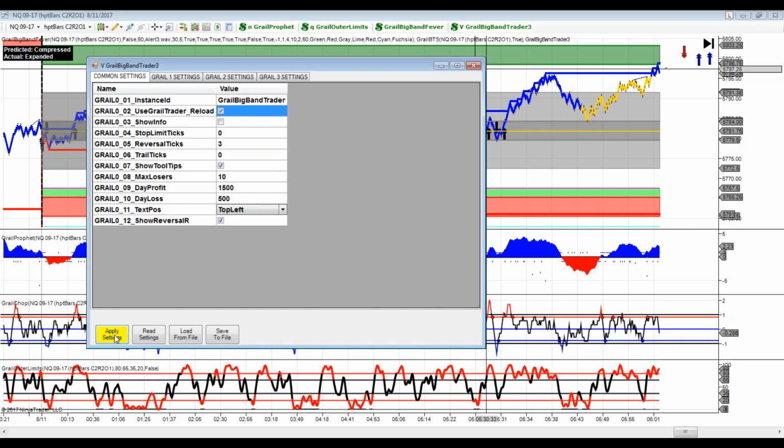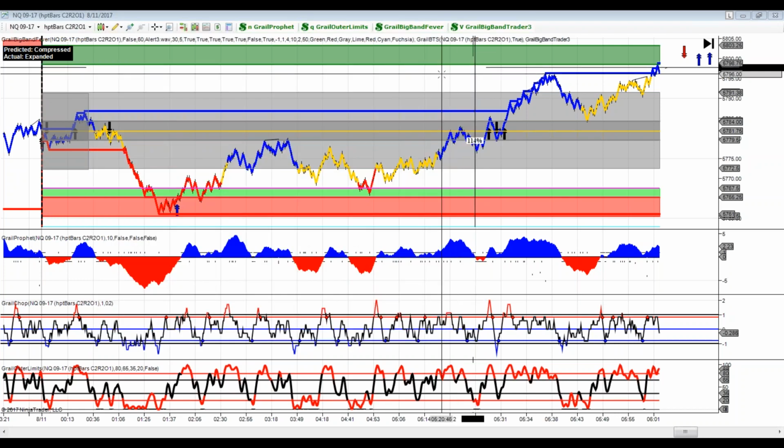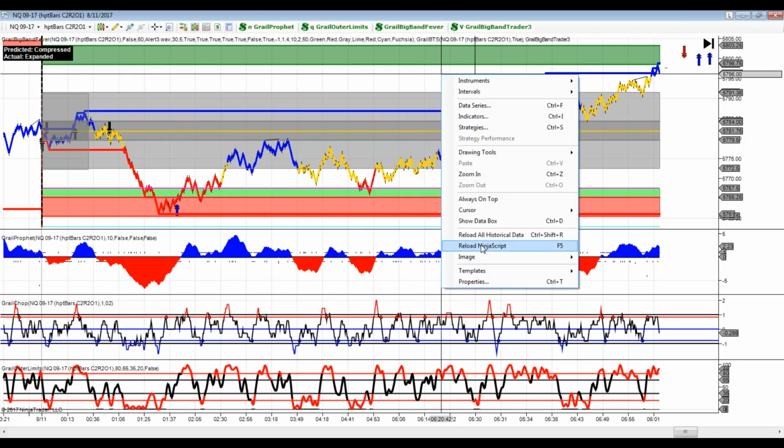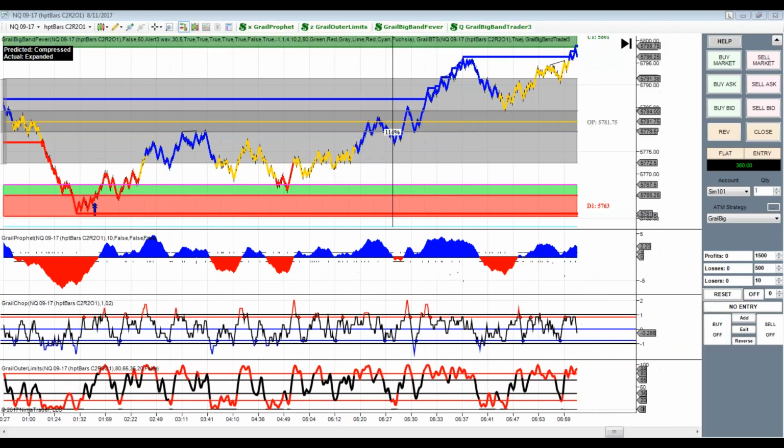Remember, anytime that you make a change, if you check a box, uncheck a box, you've got to click Apply. This is the only feature that doesn't work on the fly, which means you have to reload the chart. So again, you have to go to the chart, right-click, reload Ninja Script, and it will reload the chart for you, and then we're going to show the trader.